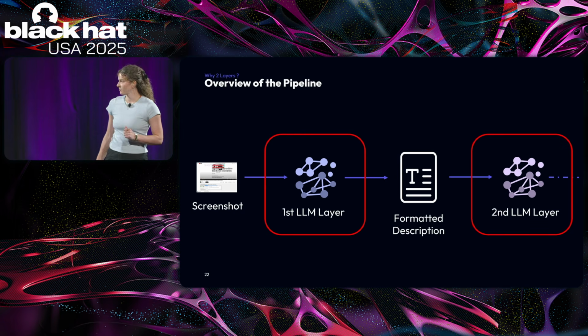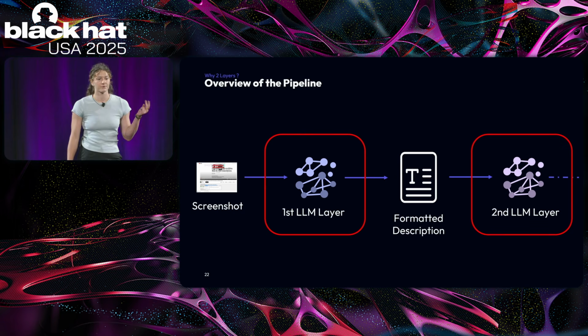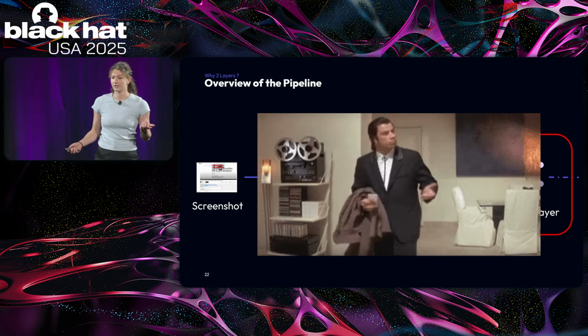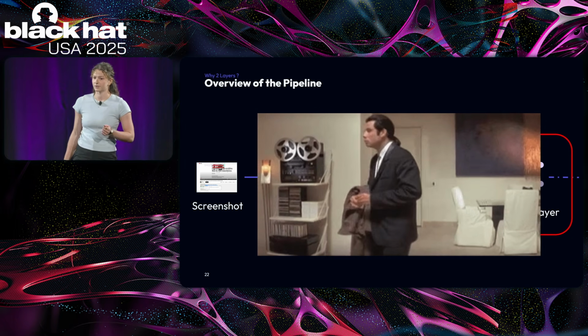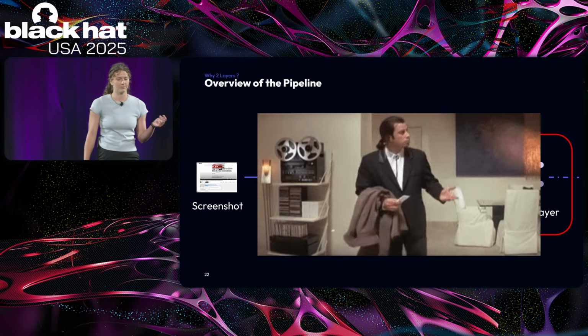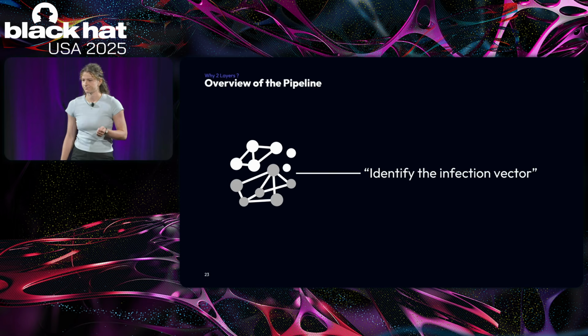But if you look at the pipeline, you can see we have 2 LLM layers. And you might be wondering, why 2? And that's a very good question. And I will tell you the story of why we came up with 2 LLM layers instead of just 1.